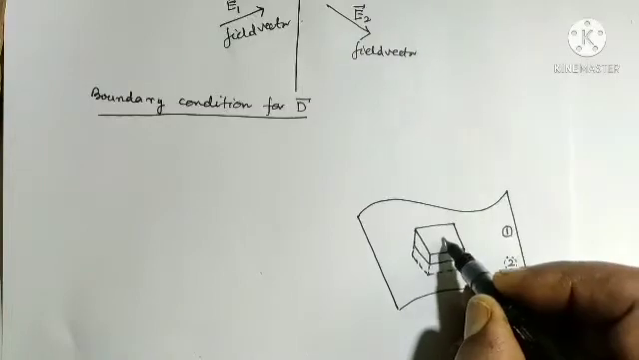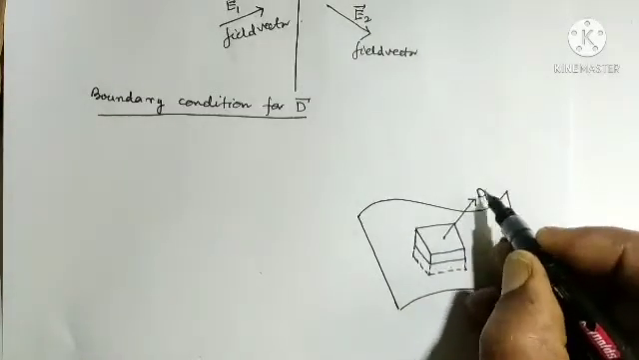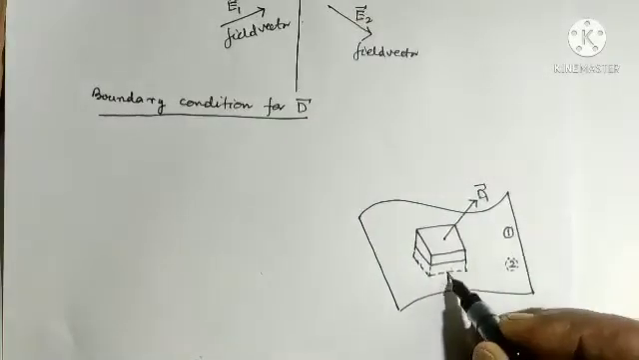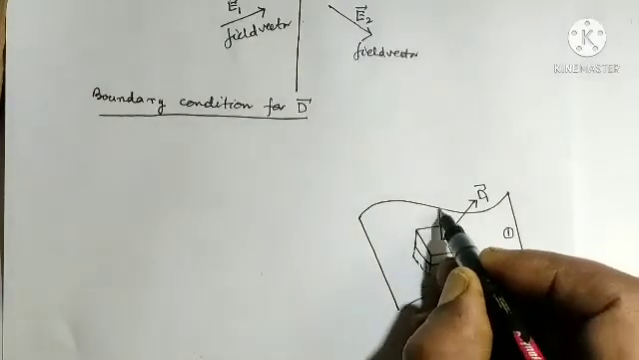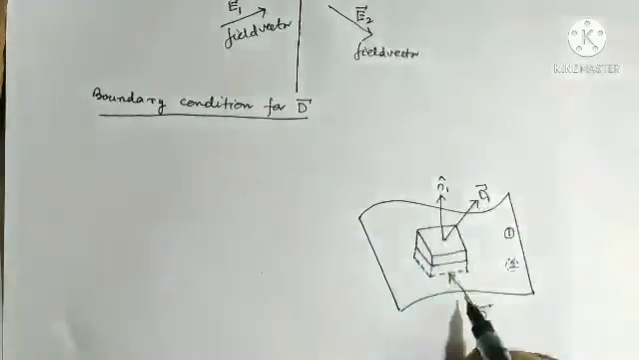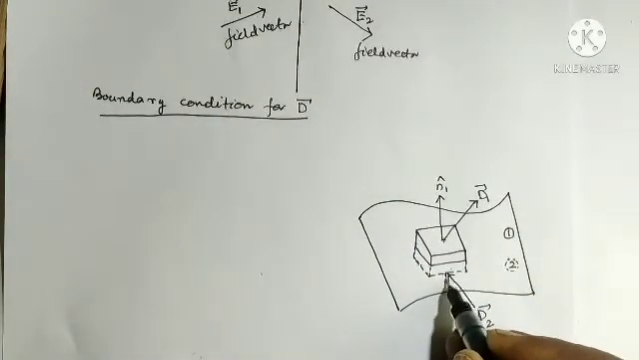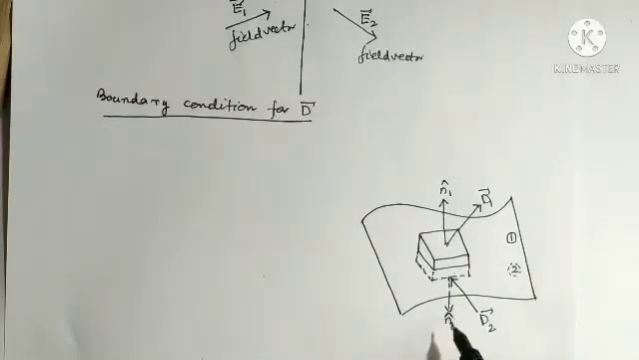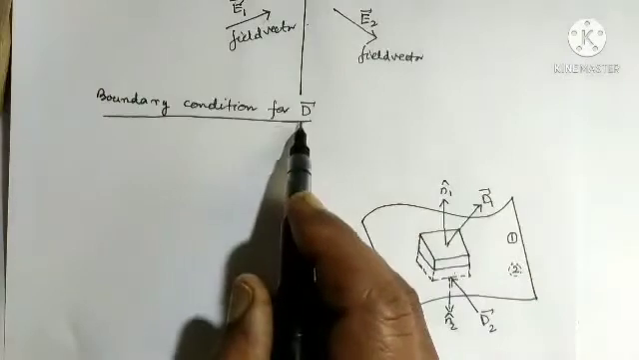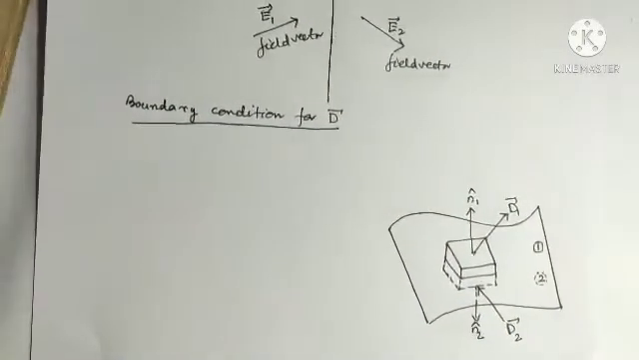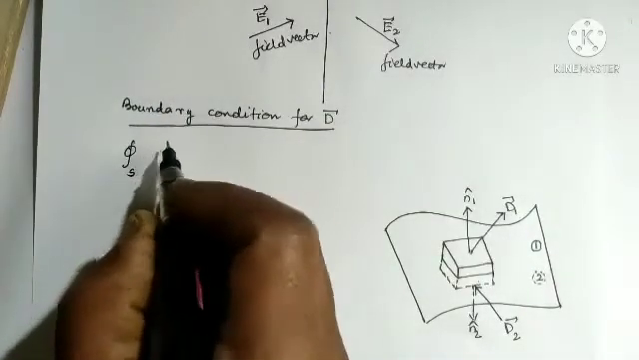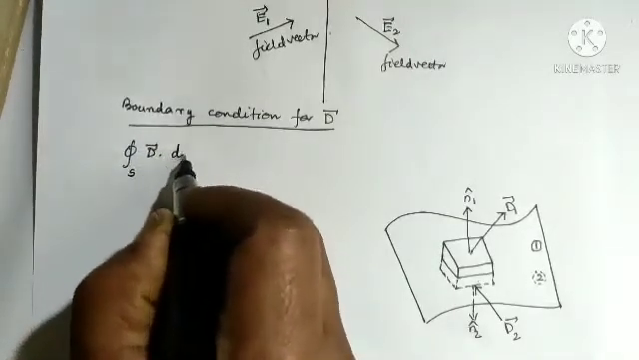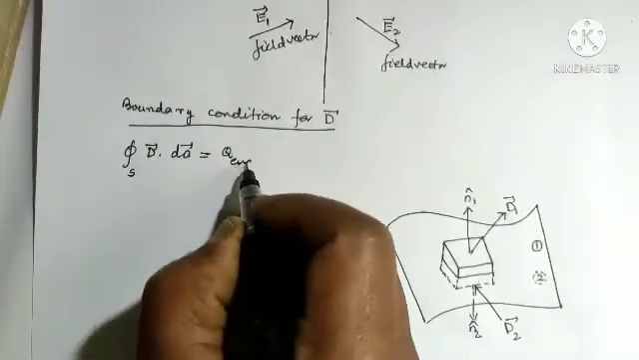The electric displacement vector D in the upper region is D1 and in the lower region is D2. So these two field vectors are different. In medium 1 it is D1, in medium 2 it is D2. We take a unit normal vector here. This is n1 cap, and opposite to it on the bottom surface the unit vector is n2 cap. To find the boundary condition for D, we apply the integral form of Maxwell's equation, that is Gauss's law. The integral form of Gauss's law is the closed surface integral of D dot dA equal to Q enclosed, the charge enclosed.